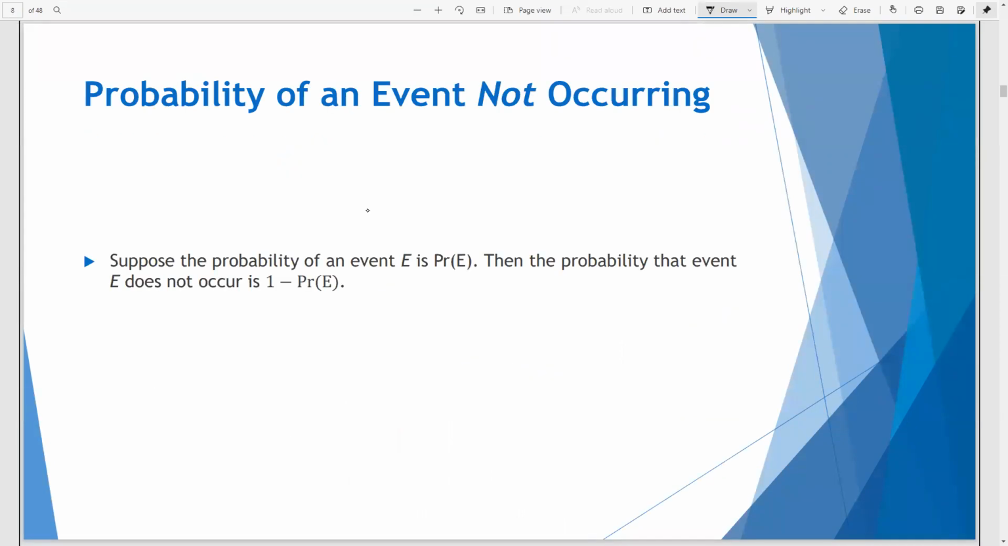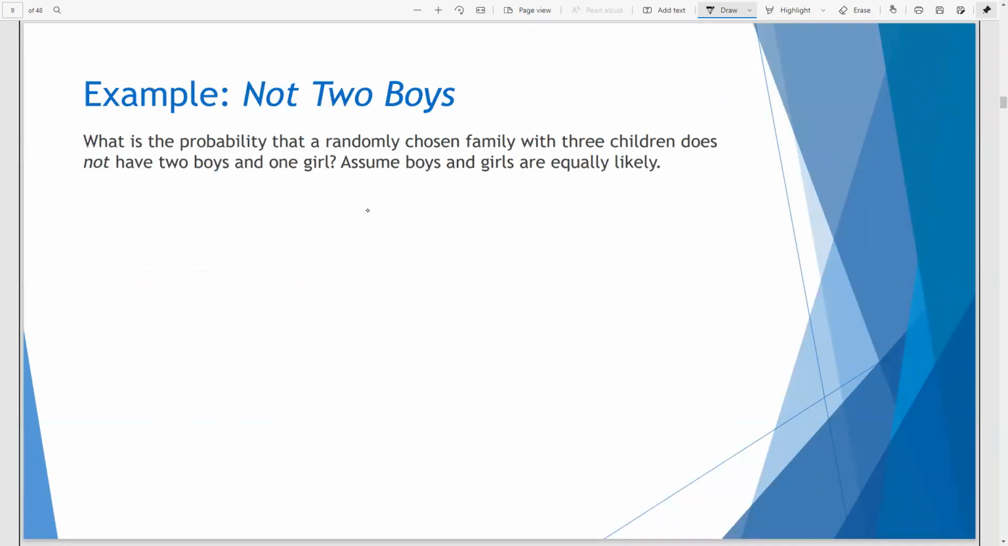The next one is the topic about the probability of an event not occurring. If the probability of the event E occurring is P(E), then the probability of the event not occurring is 1 minus it, because 1 means 100% occurs. So everything occurring is 100%. When E occurs with probability P(E), then the remaining likelihood will be it not occurring, right? Based on that idea, not 2 boys.